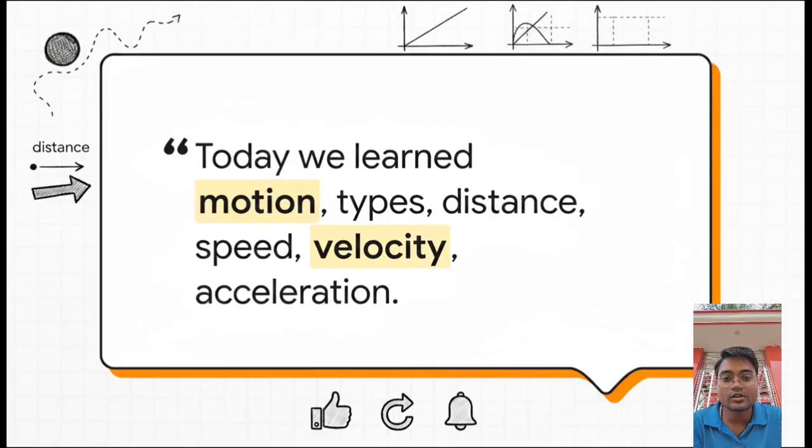To sum it all up, today we learned what motion is, its types, distance, displacement, speed, velocity, and acceleration. We went from a simple ball rolling on a desk all the way to understanding the graphs of non-uniform acceleration.